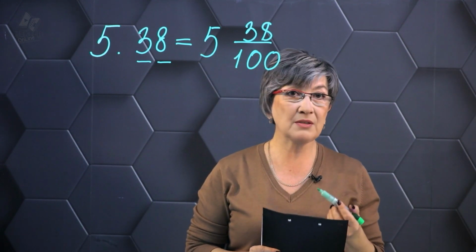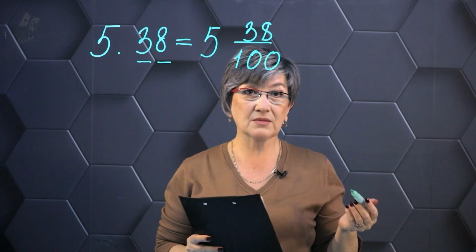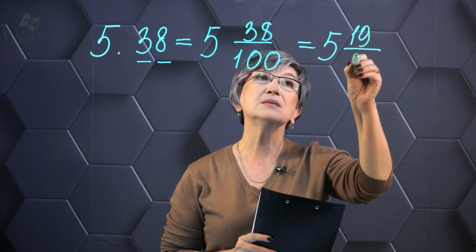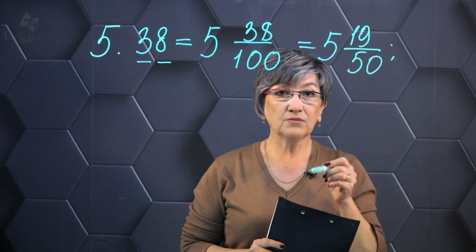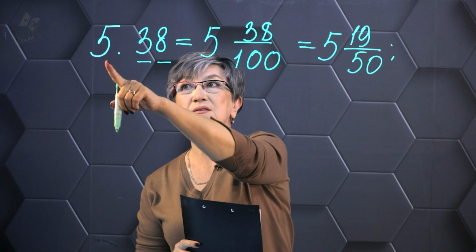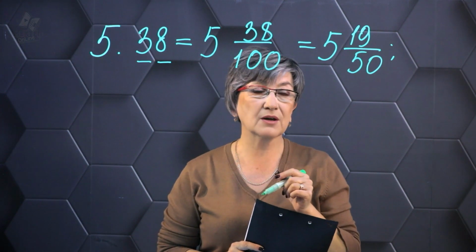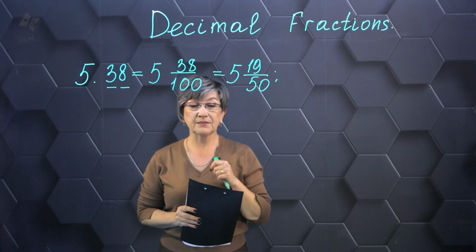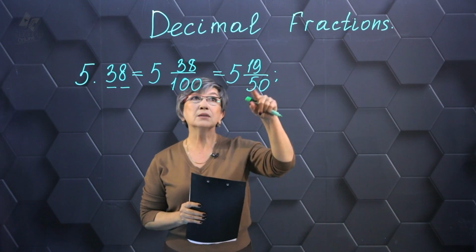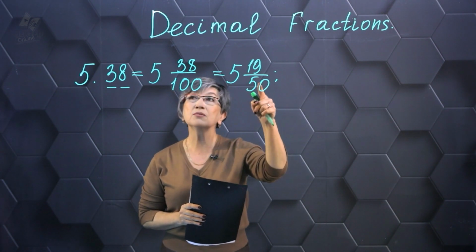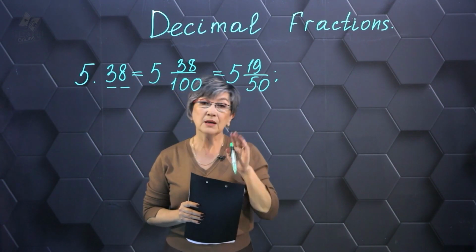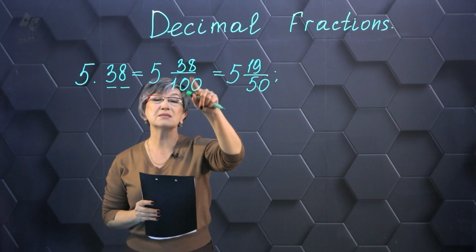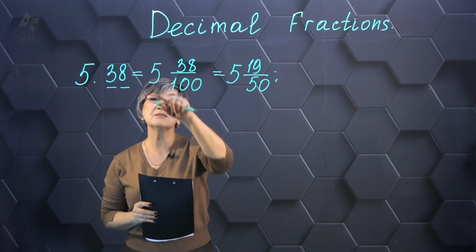Of course, if there is such a need, this fraction can be reduced. Let's reduce it, and it will be 5 and 19/50. But today we're learning exactly how to write a decimal fraction as a mixed number. So in our next examples, we're not going to be reducing the fraction. In our next lessons, we'll learn how to convert a regular fraction into a decimal fraction, but everything in order. So 5.38 is 5 and 38/100 written as a mixed number.